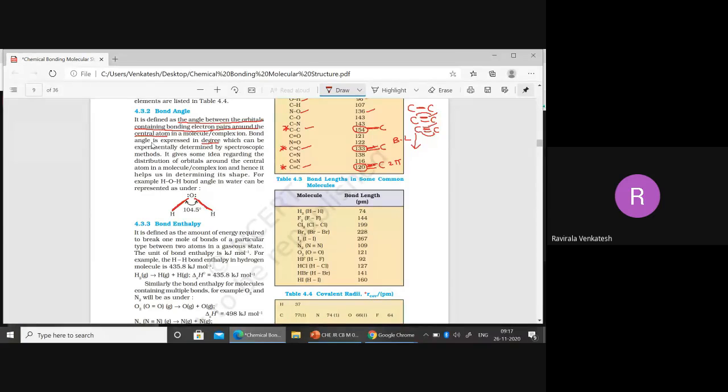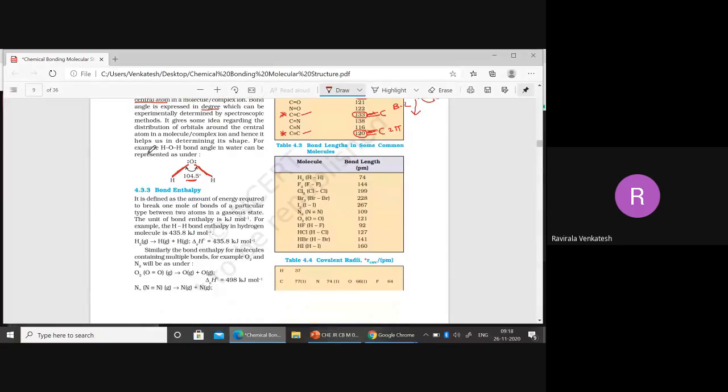Now here, water, H2O, has a bond angle of 104 degrees, or otherwise 104.5 degrees. It also depends upon several factors, such as hybridization. When it is sp hybridization, 180 degrees; sp2, 120 degrees; sp3, 109 degrees. Everything we'll discuss in tomorrow's class, including the bond angle.